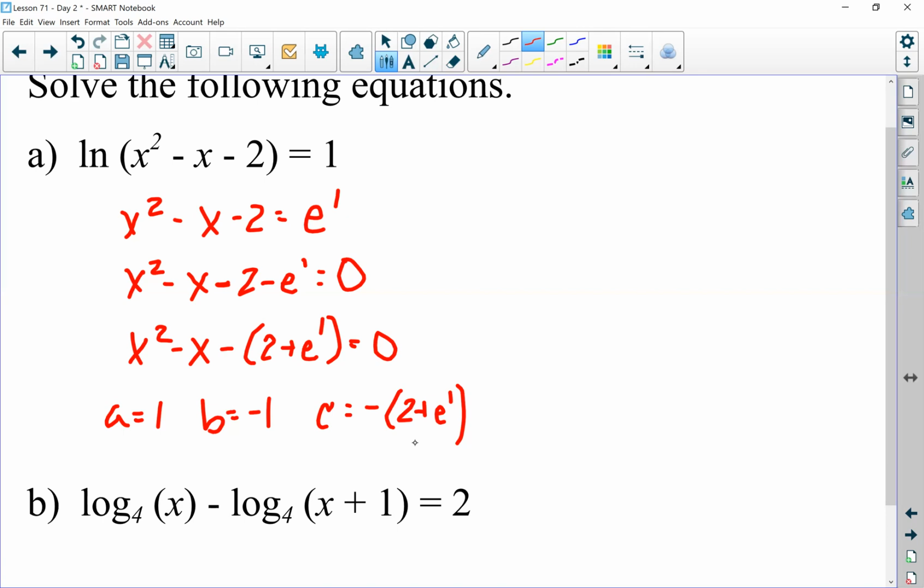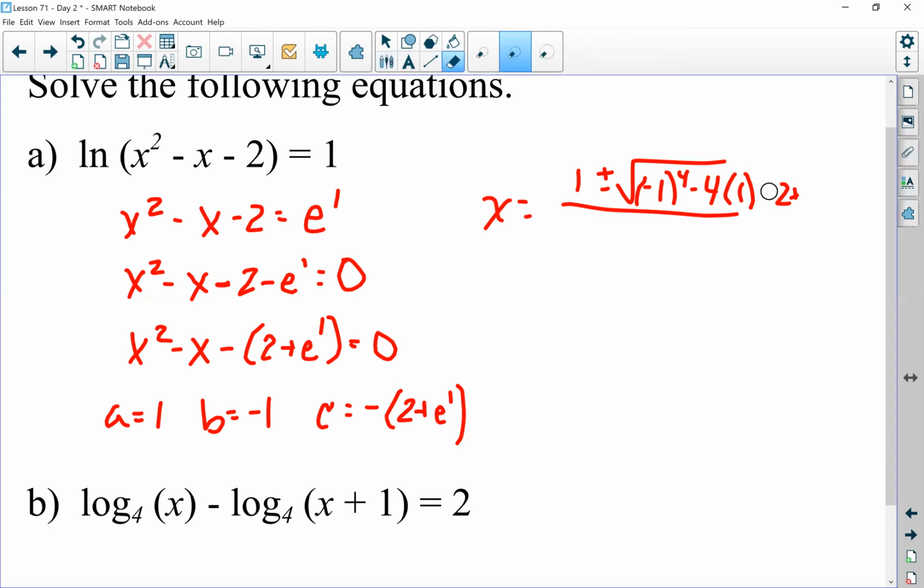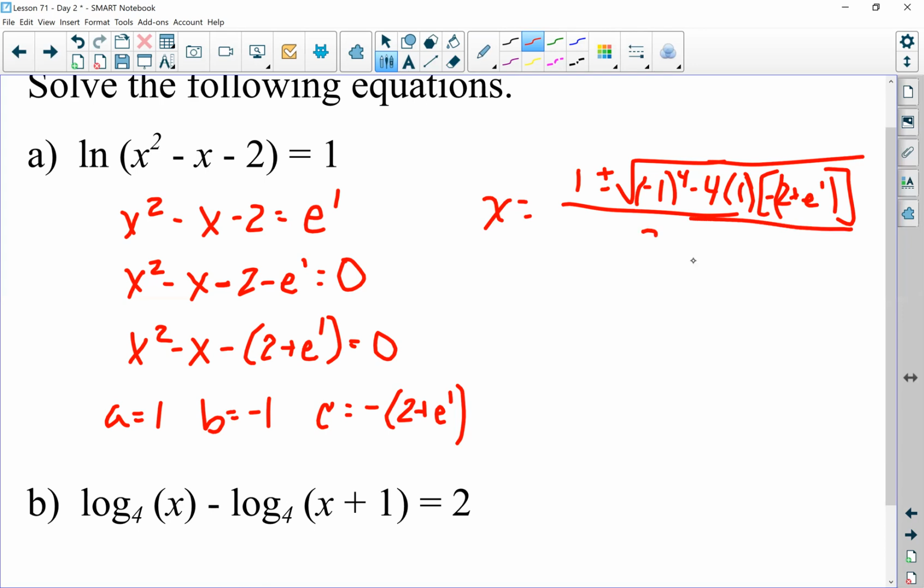All right, so if we use the quadratic formula, we get the opposite of b, which is 1, plus or minus the square root of b squared minus 4 times a times c, all over 2 times a.